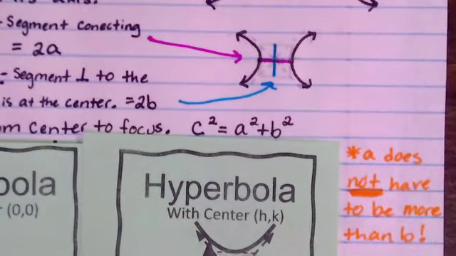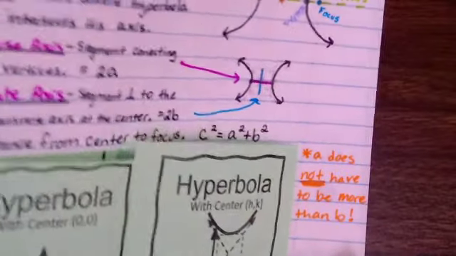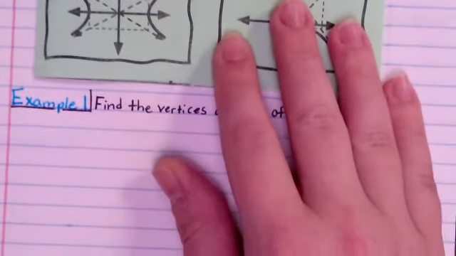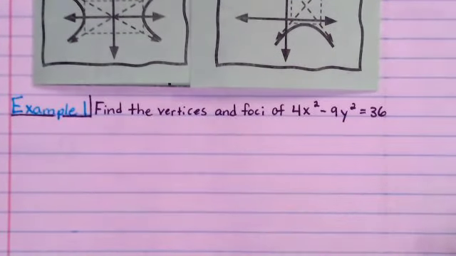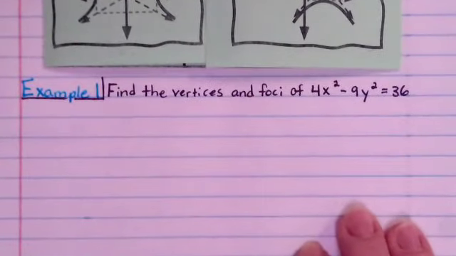And again, A does not have to be more than B. We'll do one example here, but then we'll probably save the other ones for another video because we'll probably put them in a different lesson in class. But we'll go ahead and do one here since we've got plenty of time for it.